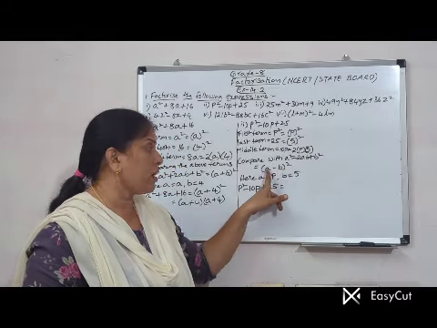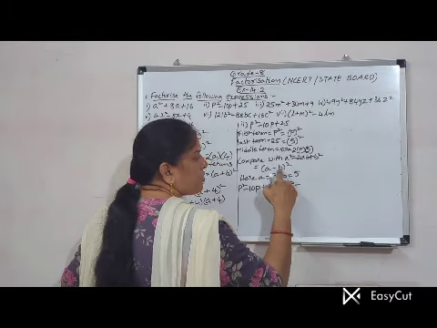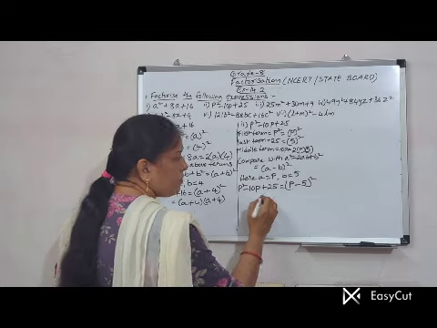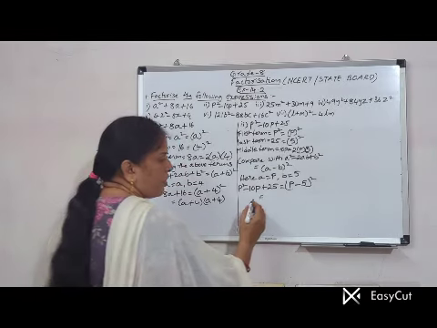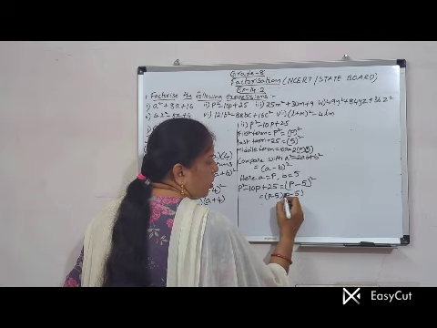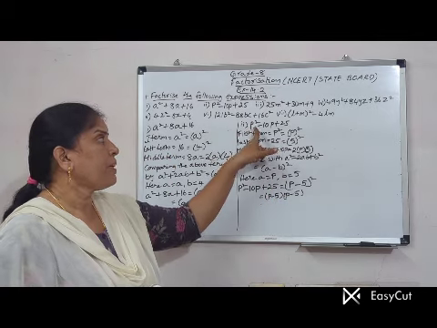A minus b whole square. A means how much? P. Minus b means how much? 5 whole square. See, p minus 5 whole square you can write as p minus 5 into p minus 5. So, these two are the factors of p square minus 10p plus 25.